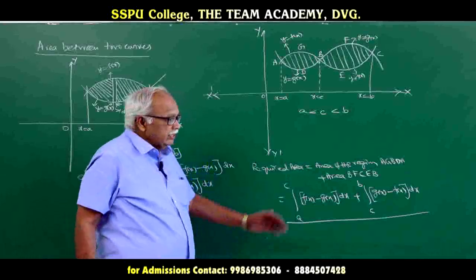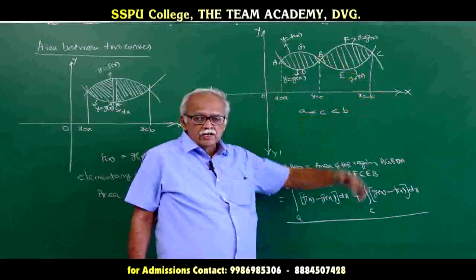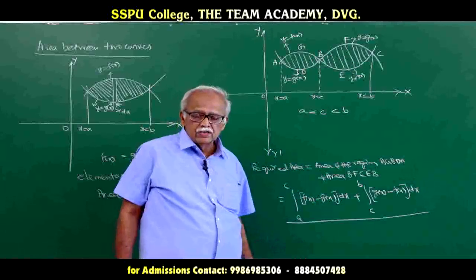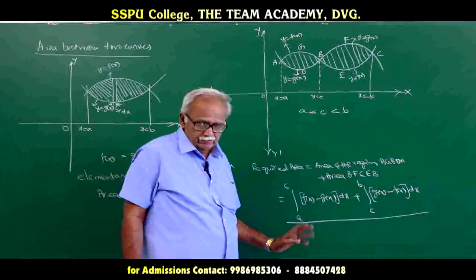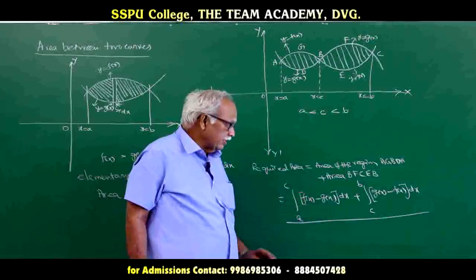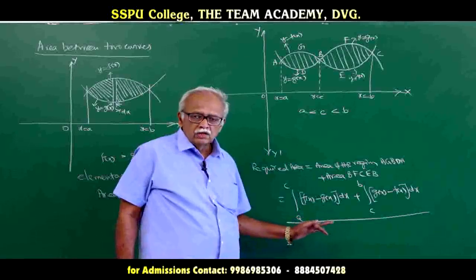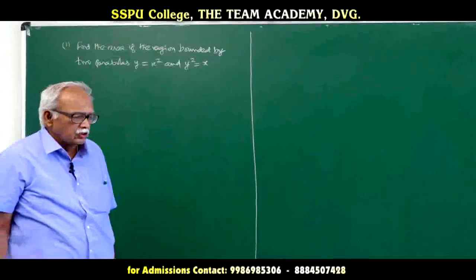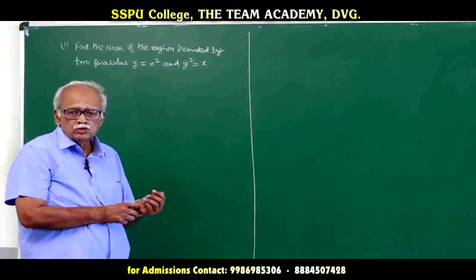Even with any number of situations, that is area A1, A2, A3, we have to be careful which curve is upper curve minus lower curve. Upper curve minus lower curve, if you take it, then the formula will be ready. Now, we will do examples in this. Now, we will see the problems in area between two curves.